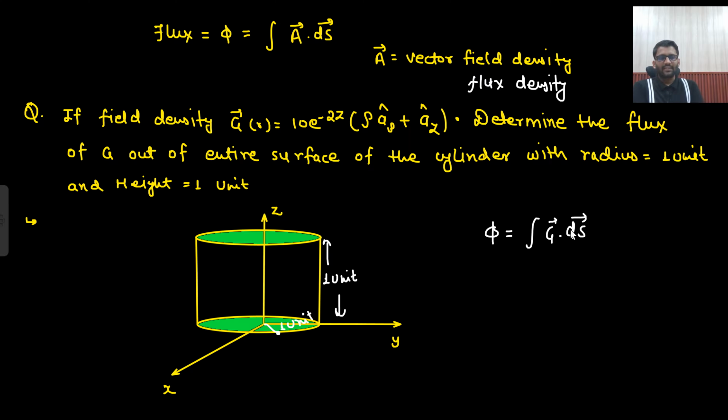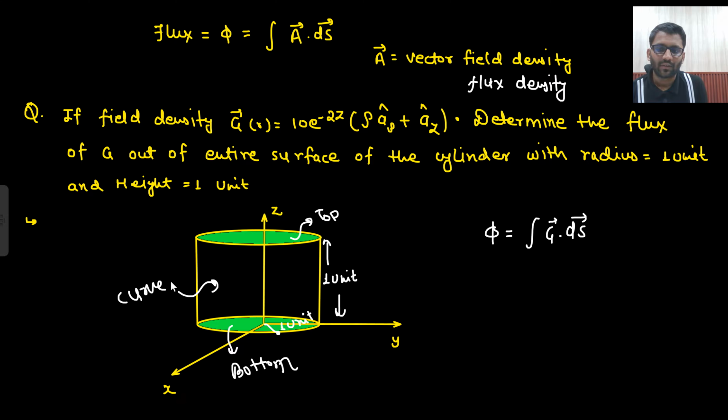But there are total 3 surfaces, right? Top, bottom, and curved. I am calling this surface curved. Top, bottom, and curved. This water bottle you can see. So this is a field density. Arrow AZ is there. So some field density is there. Like some field lines are going in this manner, in that manner. Some are going like this, some like this.